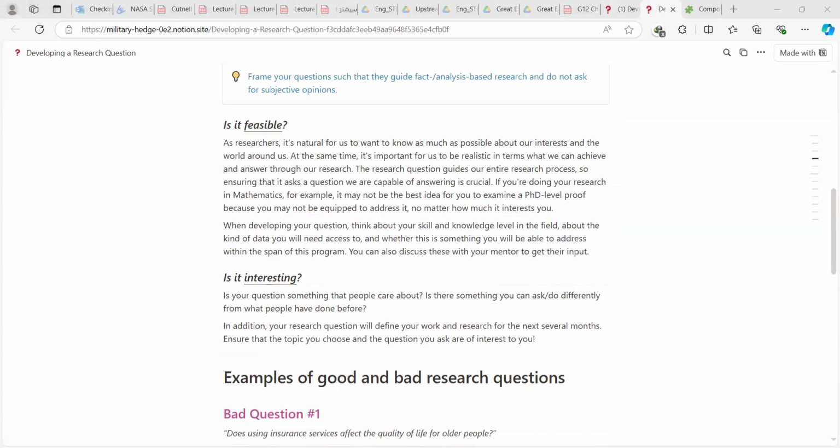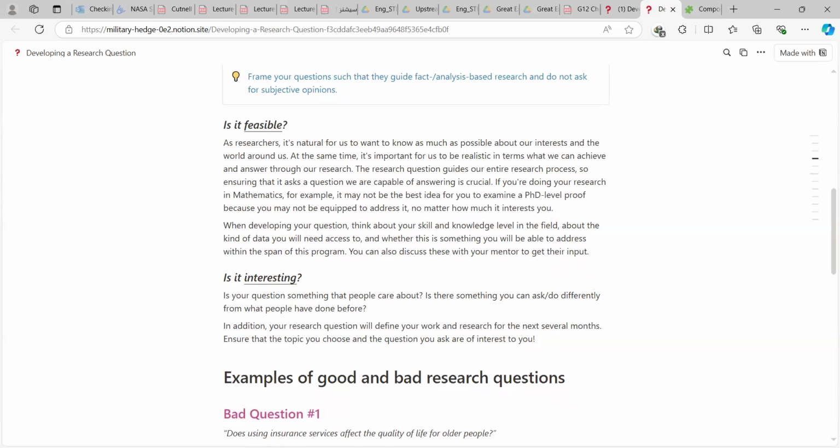Is this question good or not? Does using insurance services affect the quality of life for older people? Not a good question. Can you correct the mistake? Can you tell me about the mistake? Why is it not good?